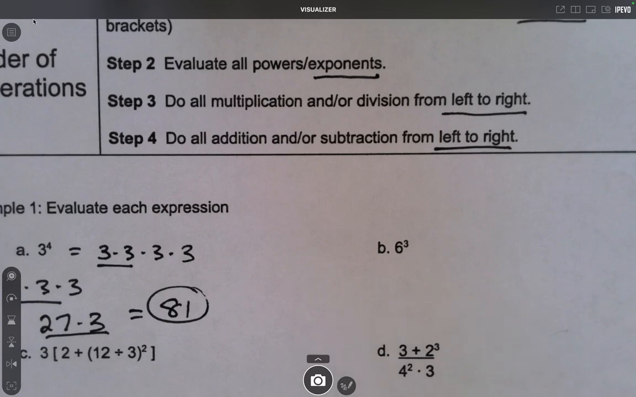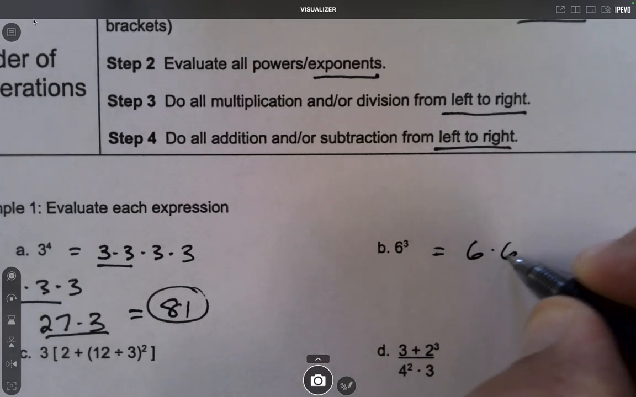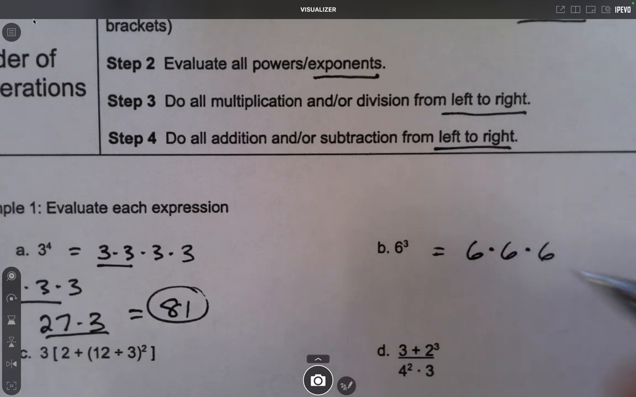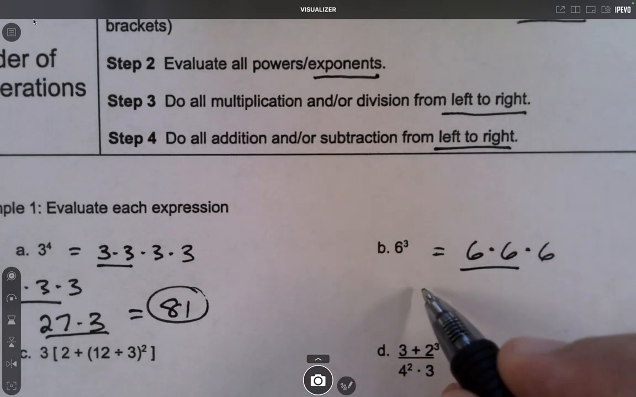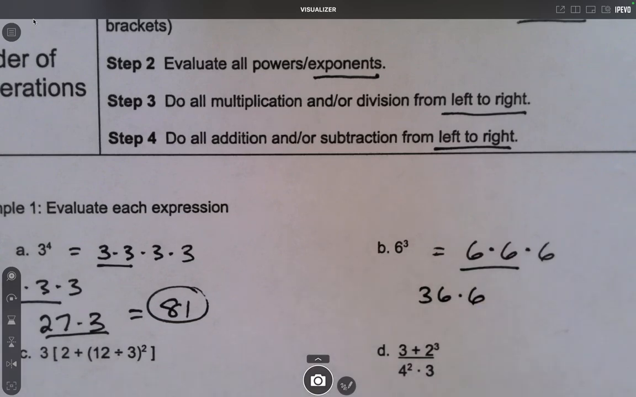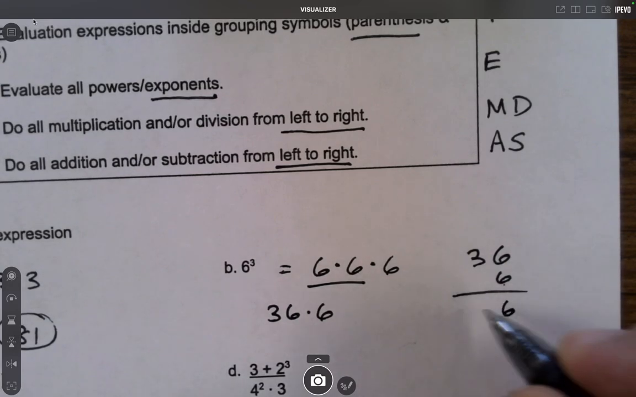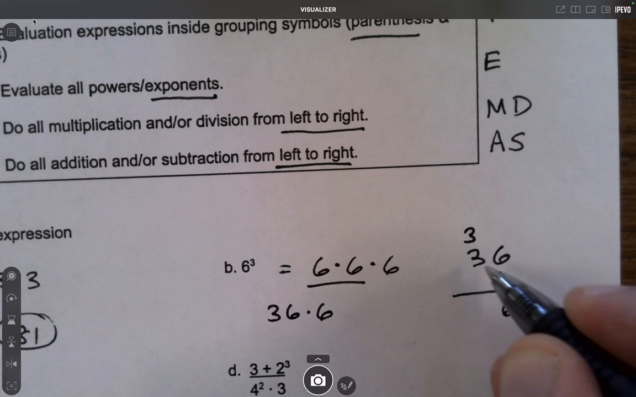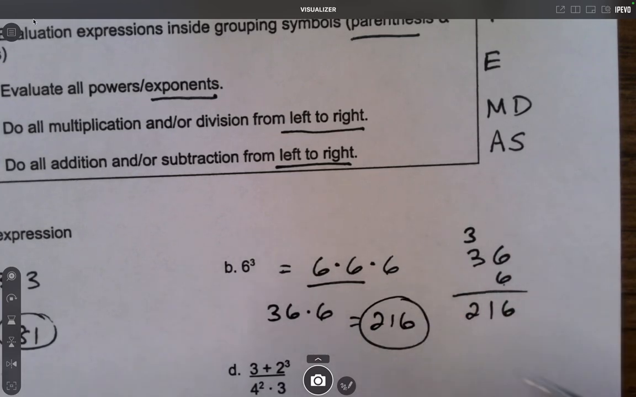B is similar, 6 cubed. So we remember that 6 cubed means 6 times 6 times 6. So using the rule, we're in the multiplication step. We go from left to right. 6 times 6 is 36. And then 6 times 36. All right, let's see here. 6 times 6 is 36. 6 times 3 is 18, plus 3 is 21. So 216 is our answer for 6 cubed.